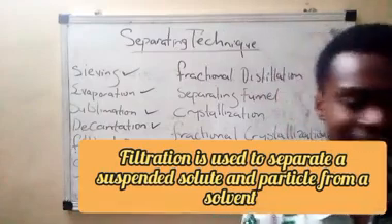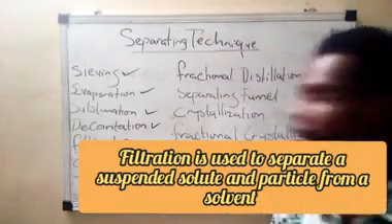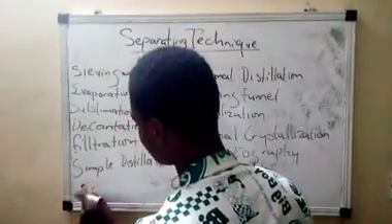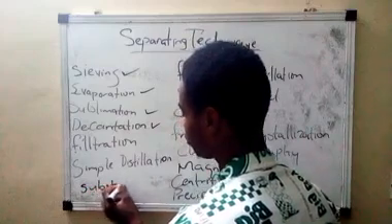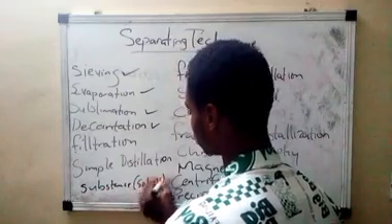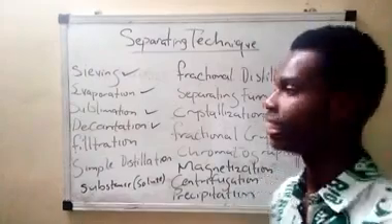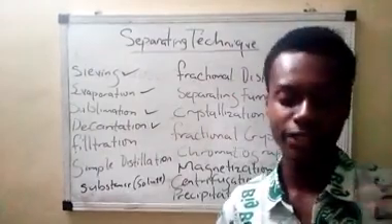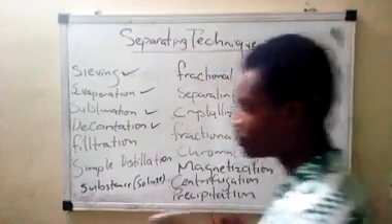During filtration, listen, take note. The substance is the solute. Now we are talking about the substance. I hope you are getting me. The substance, the solute, left in the filter is the residue. The substance left in the filter is what? The residue. So this substance or solute left in the filter is the residue.